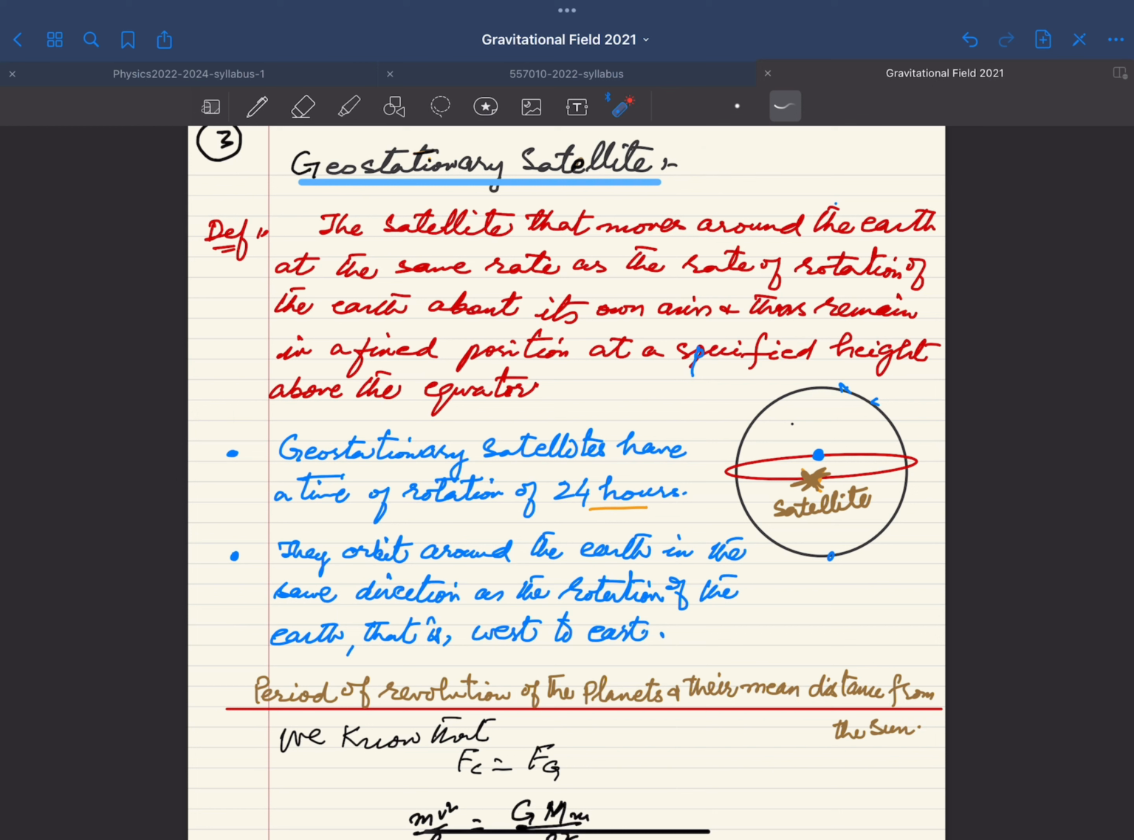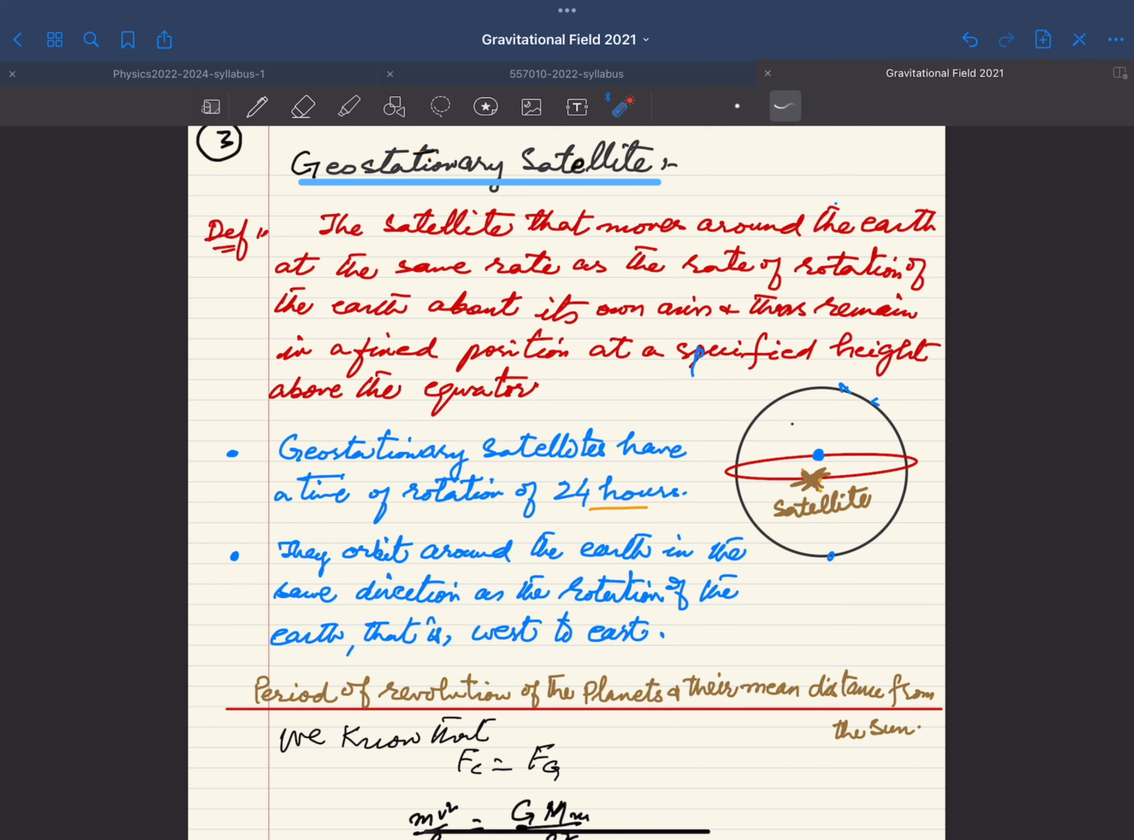And why is it stationary? Because the time of rotation of this satellite is the same as the rotation of the earth, which is 24 hours. So as the time of rotation of the satellite and of the earth is the same, you feel that this satellite is fixed at one position. So this is one very important thing.